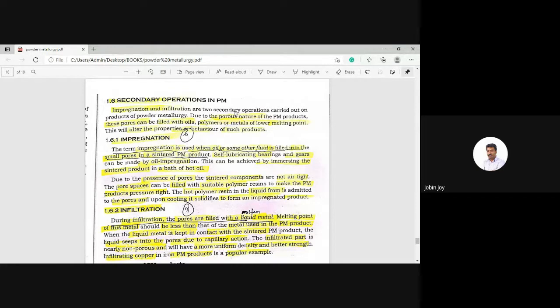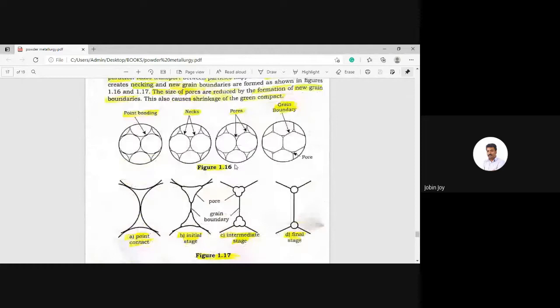The main operations involved in powder metallurgy are: the first step is powder preparation, second is blending and mixing, third is powder compaction or pressing, and fourth is sintering. After sintering, in some cases we have to do secondary operations, called impregnation and infiltration, carried out on products of powder metallurgy due to their porous nature. Here you can see in figure 1.6, this is the powder metallurgy part.